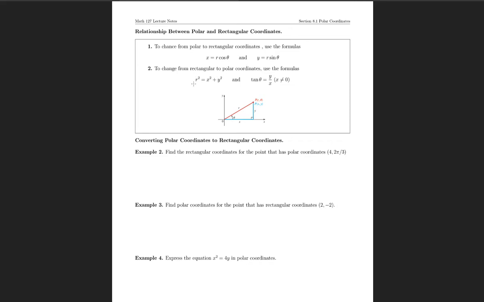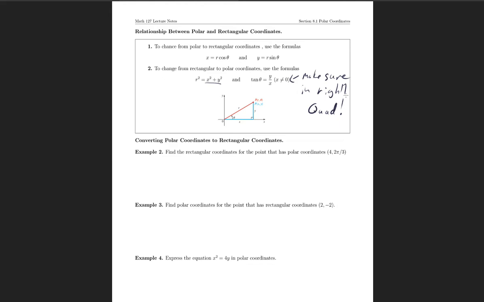To change from rectangular to polar, we'll take r squared, which is equal to x squared plus y squared. And then theta is this. Here you have to be very careful to land in the correct quadrant. Make sure you're in the right quadrant. That's important when you're going from polar to rectangular, and rectangular to polar.